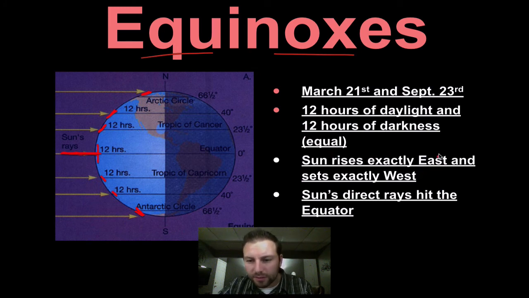Sun rises directly in the east, sets exactly in the west. Probably the easiest to remember. And the sun's direct rays are going to be hitting the equator right here. You can see our tangent line drawn. So we have a 90-degree angle.